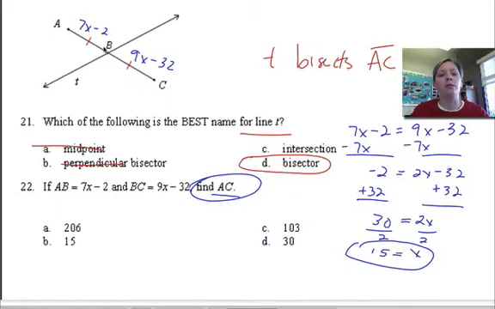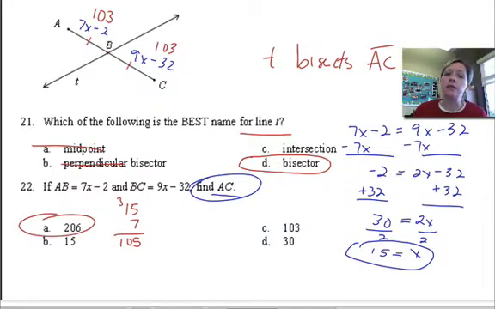So, 7 times 15, I'm not sure what that is. I have to work it out. So that's 35. So that's 105. So 105 minus 2 is 103. But if this side is 103, that means this side is 103. And so the entire length of AC is going to be 206. If you're showing your work on this and you answer 15, I can give you the partial credit. But if you don't, I have no idea how you did it. I think you just guessed and I marked it wrong.